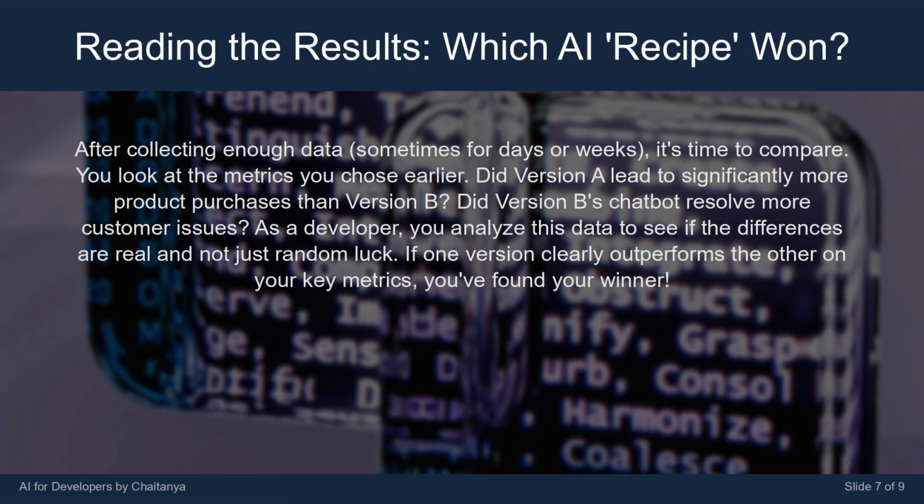After collecting enough data, sometimes for days or weeks, it's time to compare. You look at the metrics you chose earlier. Did version A lead to significantly more product purchases than version B? Did version B's chatbot resolve more customer issues? As a developer, you analyze this data to see if the differences are real and not just random luck. If one version clearly outperforms the other on your key metrics, you've found your winner.